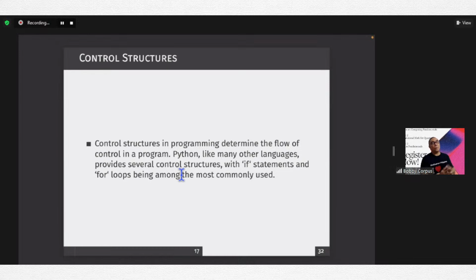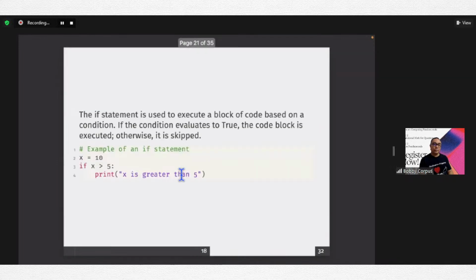Tapos, so once alam mo na yung mga data types, then the next logical thing is to study about control structures. No? Ito yung mga if then else, no, and mga for loops. Okay. So ito yung itsura ng if statement ng Python, no? So in Python, nakikita mo na wala siyang dito, no, parenthesis, and then meron siyang colon.